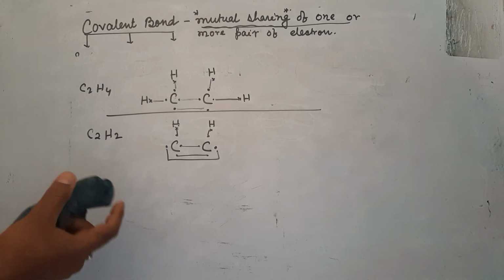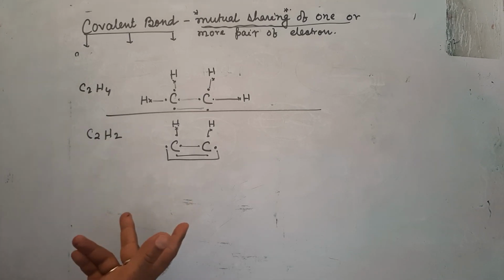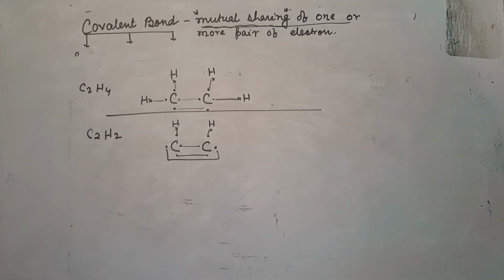If you ask, sir, what about covalency? If 1 pair is shared, the covalency is 1; if 2 pairs, the covalency is 2; and if 3 pairs, then it is 3. Okay.